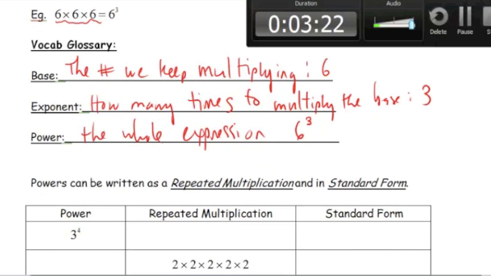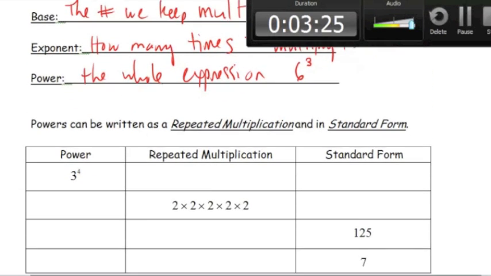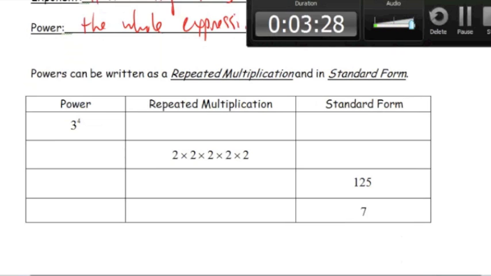Just a couple of different forms that you can write powers in. We can write that as repeated multiplication and also in standard form. If we have 3 to the power of 4, written as repeated multiplication, that's 3 times 3 times 3 times 3, 4 times. This little dot in between the 3s is just another way to write a multiplication symbol. In standard form, we can calculate that: 3 times 3 is 9, and 3 times 3 is 9, so our standard form is just 9 times 9, or 81.